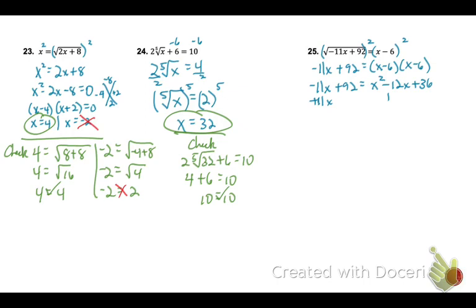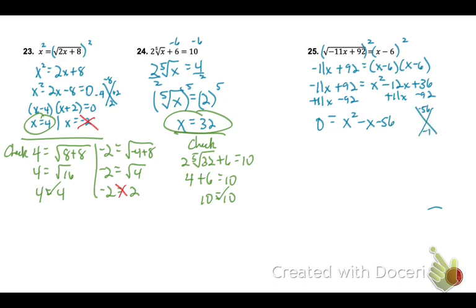Now I see that I'm going to have a quadratic equation to solve. So let's move everything over to the right side of the equal sign. So I'm adding my 11x and subtracting 92. 0 equals x squared minus x minus 56.